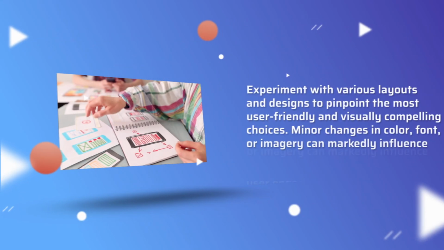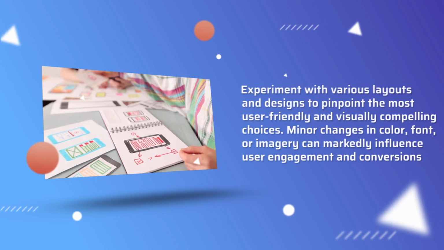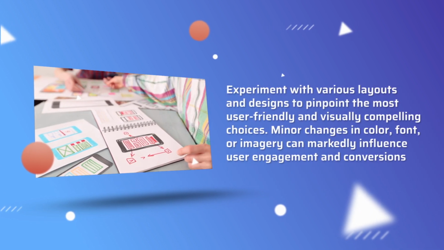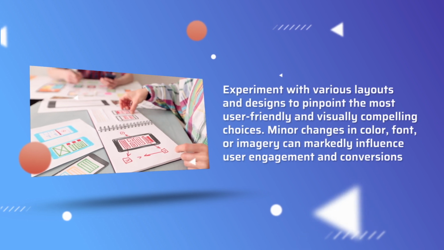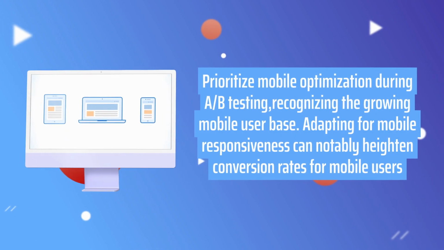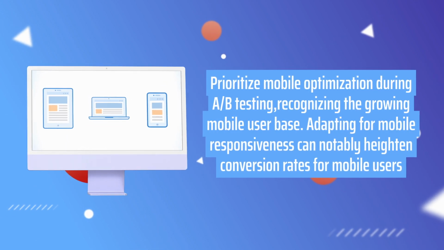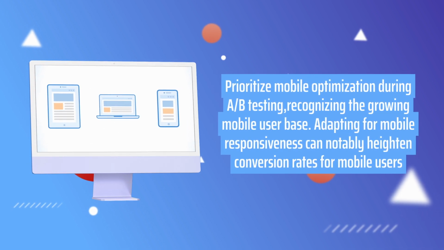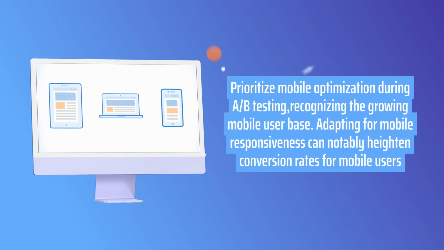Experiment with various layouts and designs to pinpoint the most user-friendly and visually compelling choices. Minor changes in color, font, or imagery can markedly influence user engagement and conversions. Prioritize mobile optimization during A/B testing, recognizing the growing mobile user base. Adapting for mobile responsiveness can notably heighten conversion rates for mobile users.